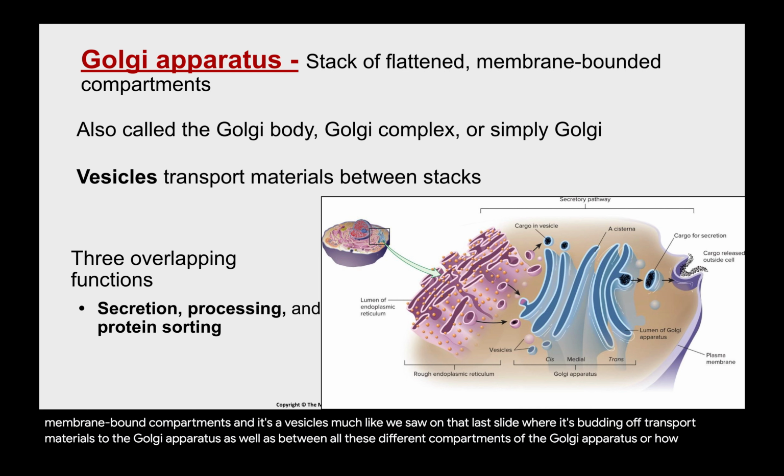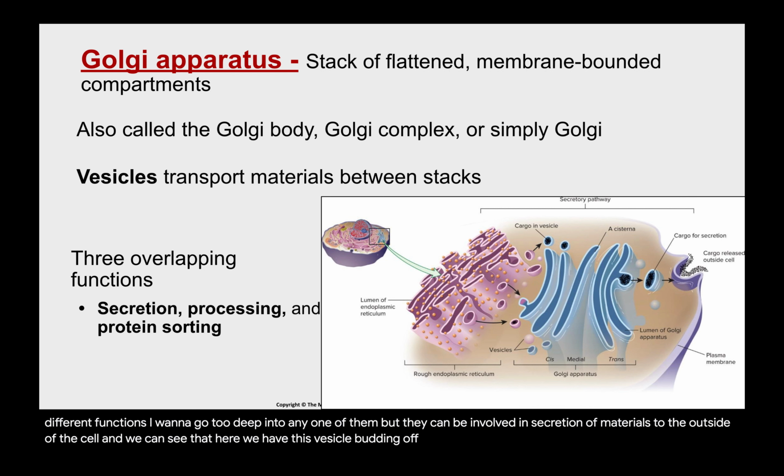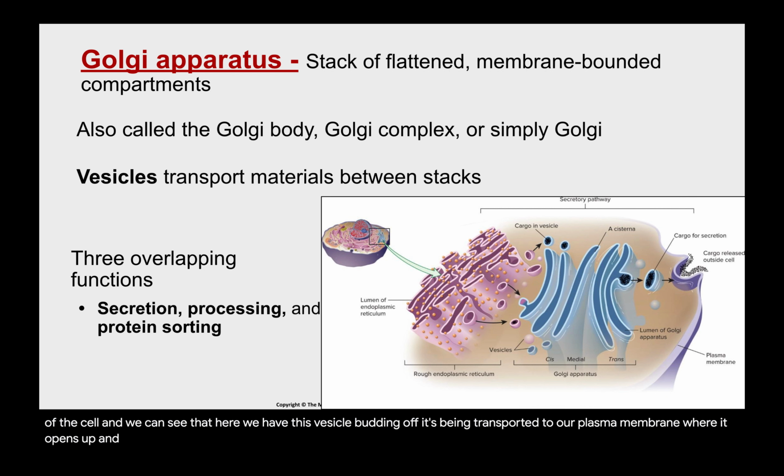Now this organelle has a few different functions, and we're not going to go too deep into any one of them, right? But they can be involved in secretion of materials to the outside of the cell. And we can see that here we have this vesicle budding off. It's being transported to our plasma membrane where it opens up and the cargo is released outside of our cell.